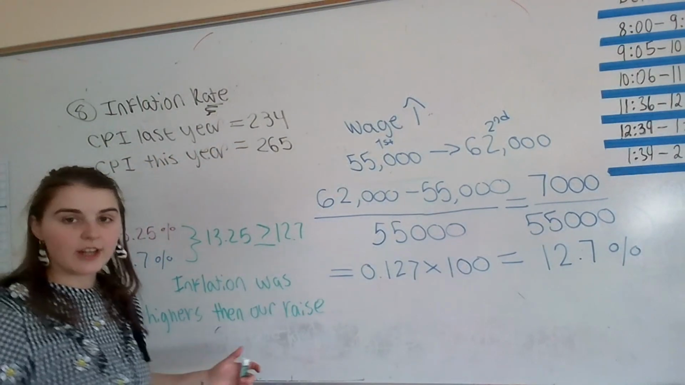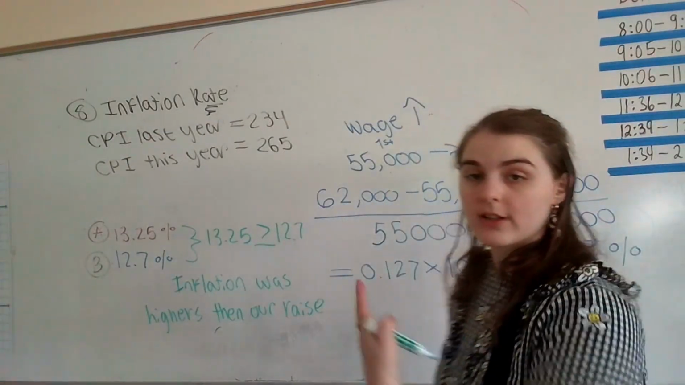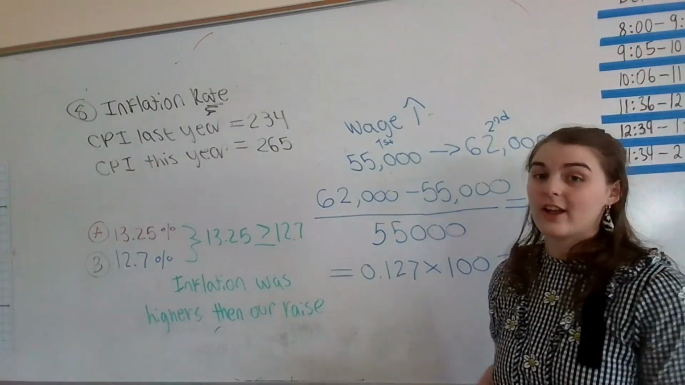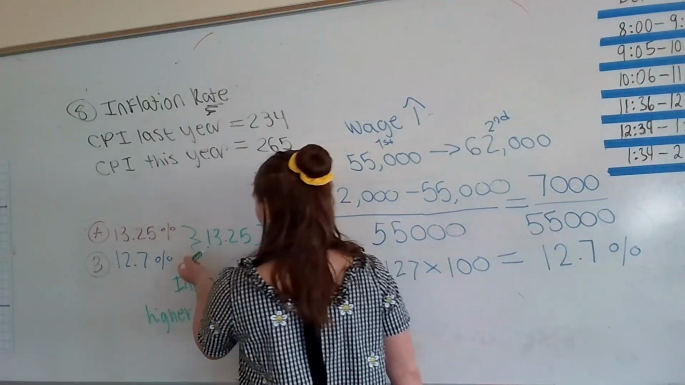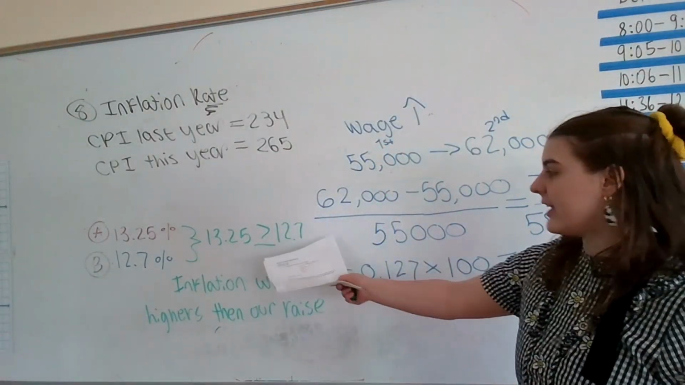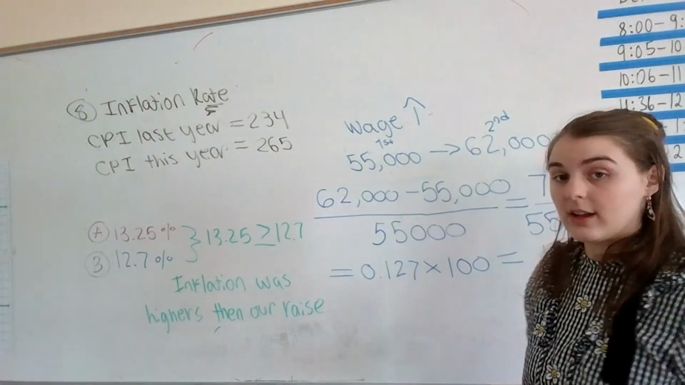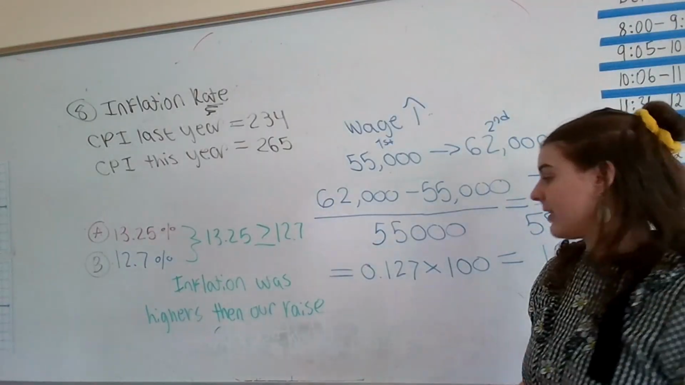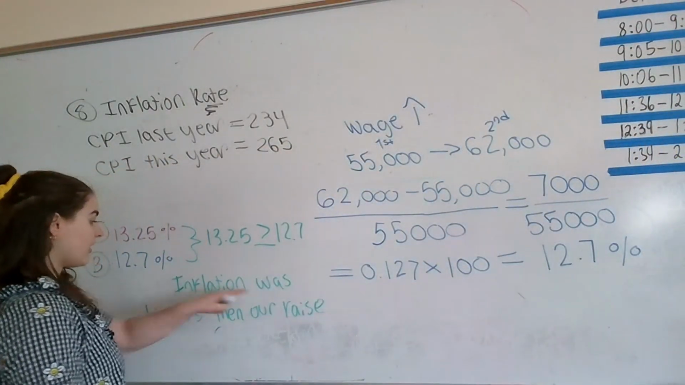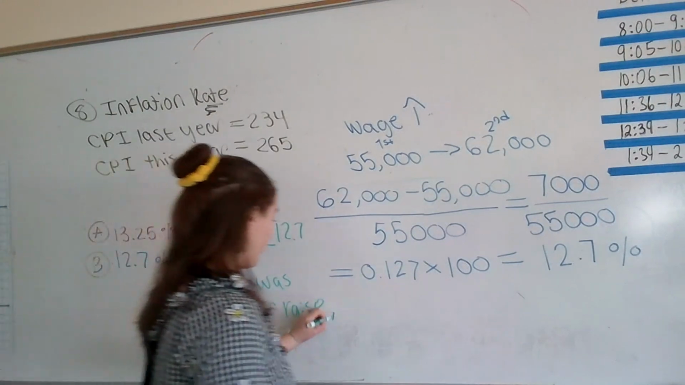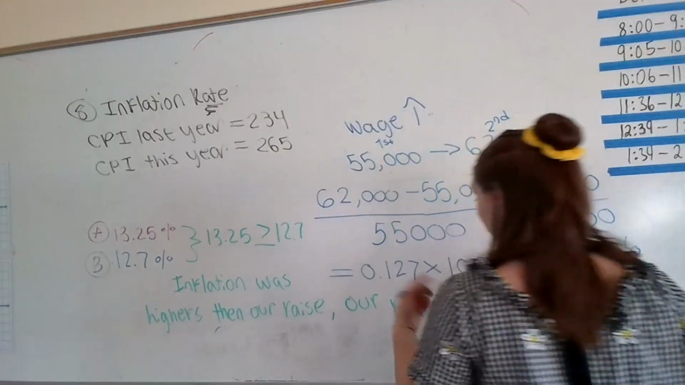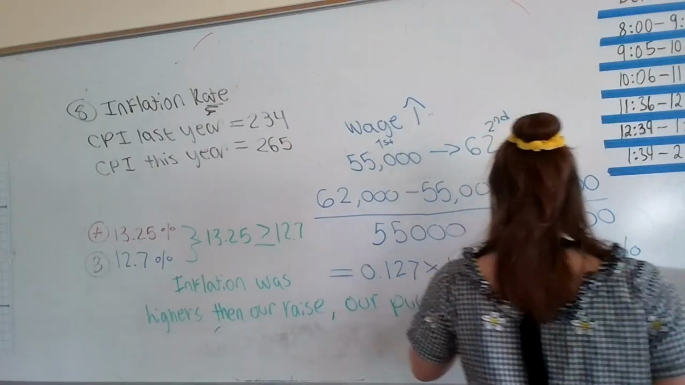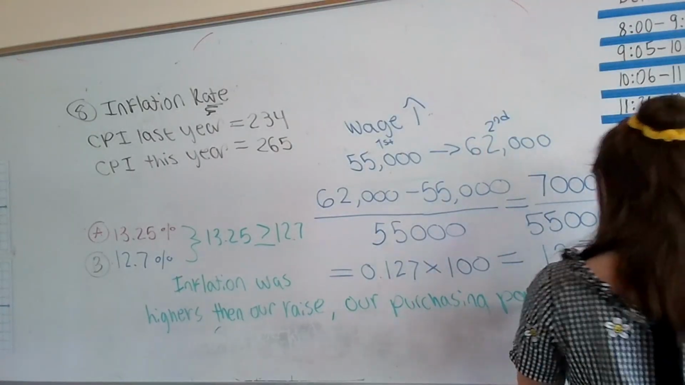So what actually happened was we had an increase in wages, but because inflation was so high, remember inflation is usually 2% or so, it's not 13%. Because of inflation being so high, that percent increase in our wage really didn't do anything. Our value of the dollar dropped so much that that increase in wage didn't account for it. And because inflation was higher than our raise, our purchasing power, or the amount we can buy for our dollar, fell.